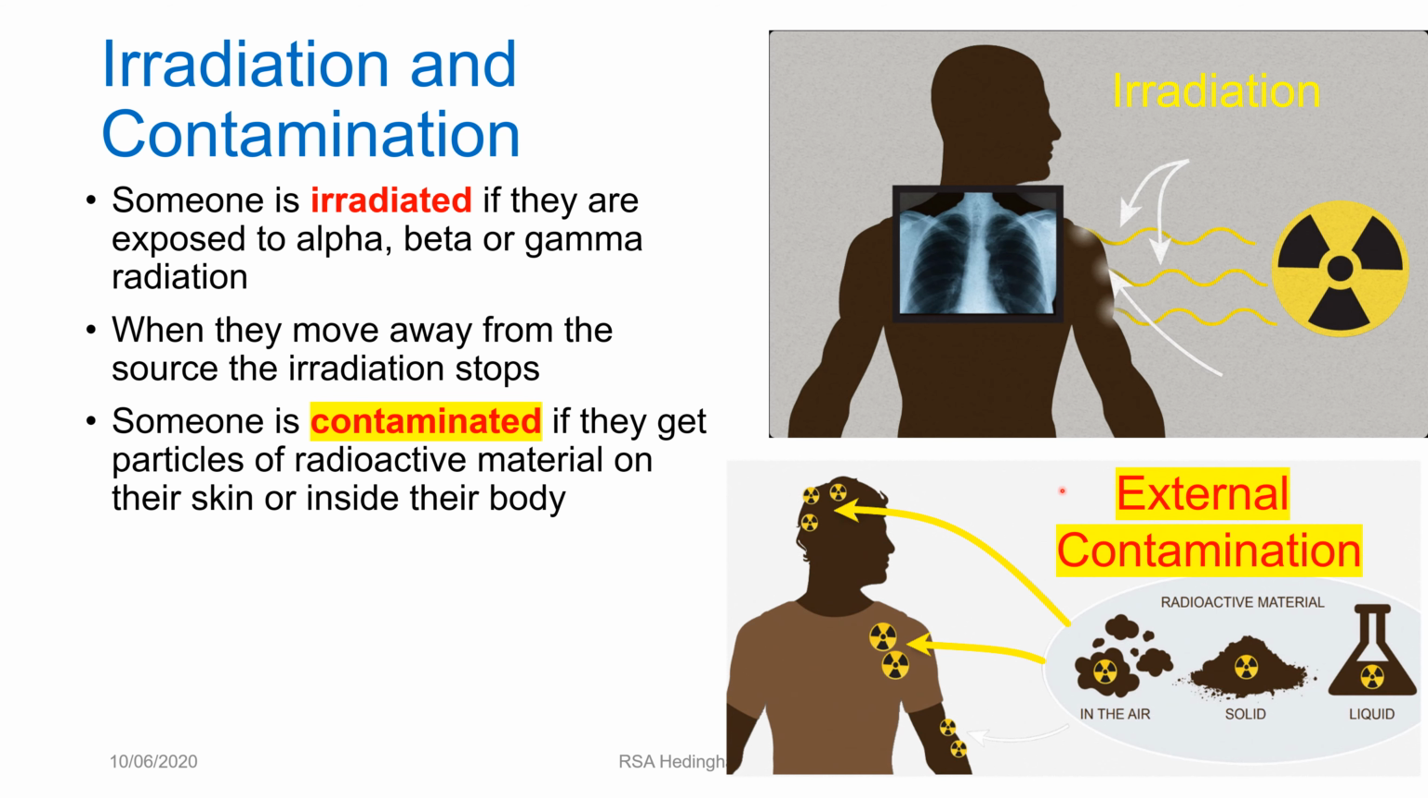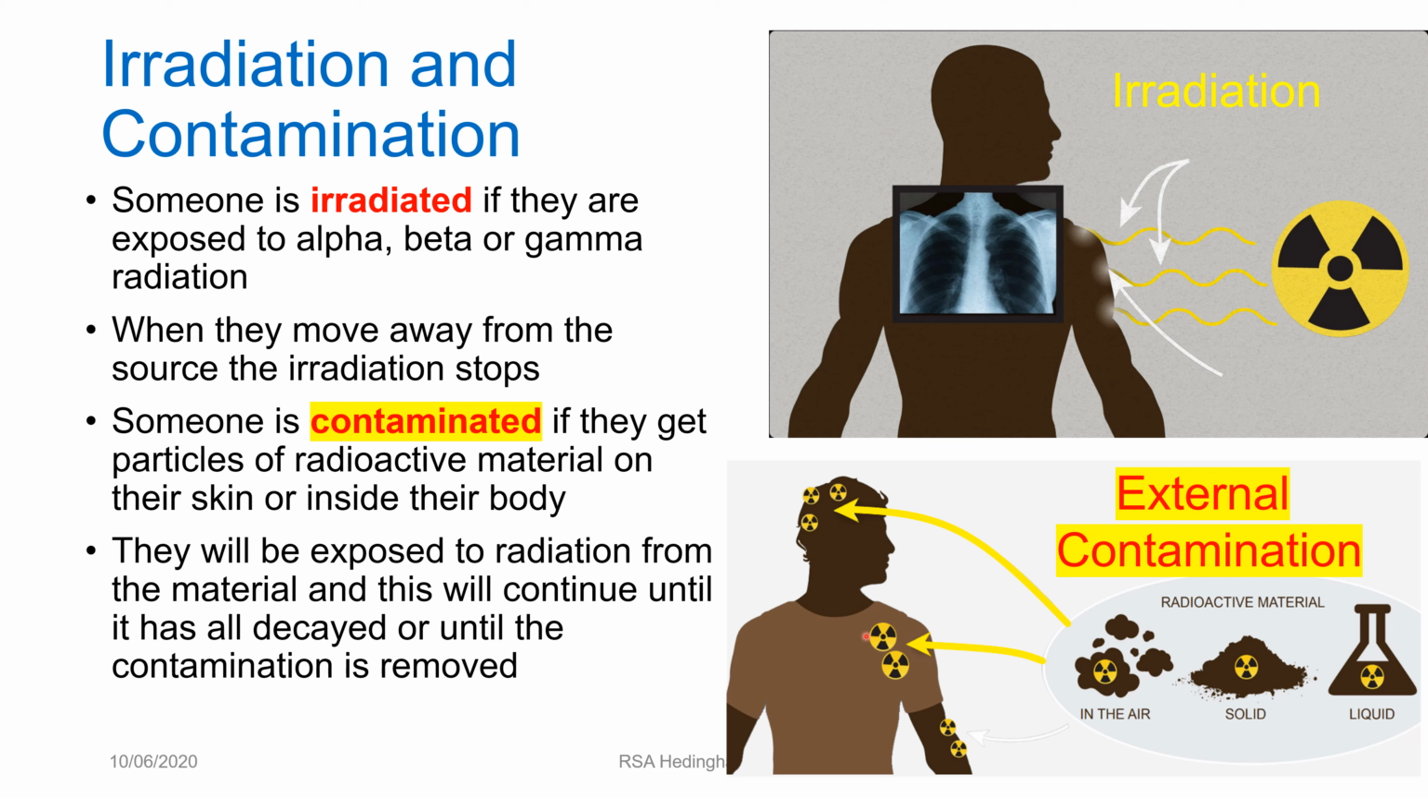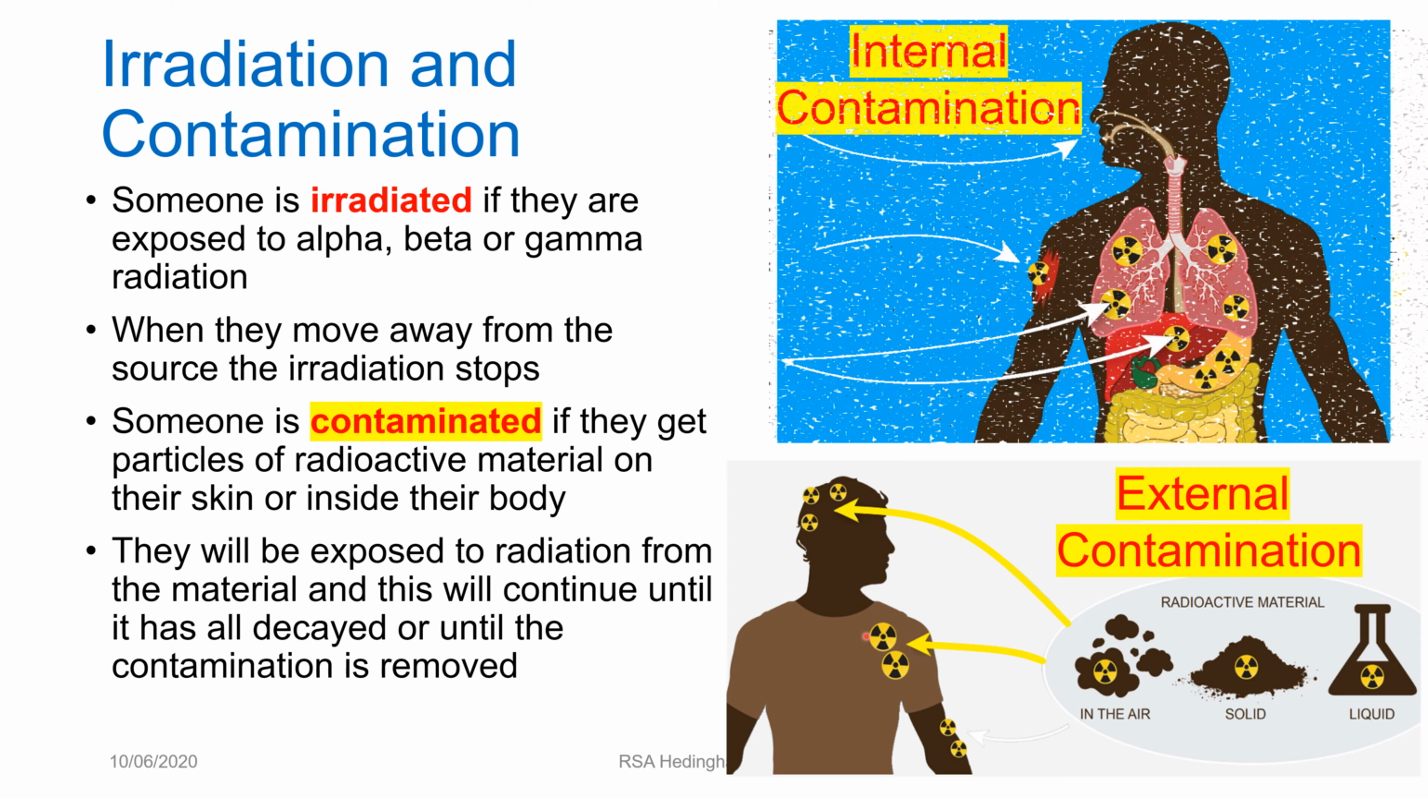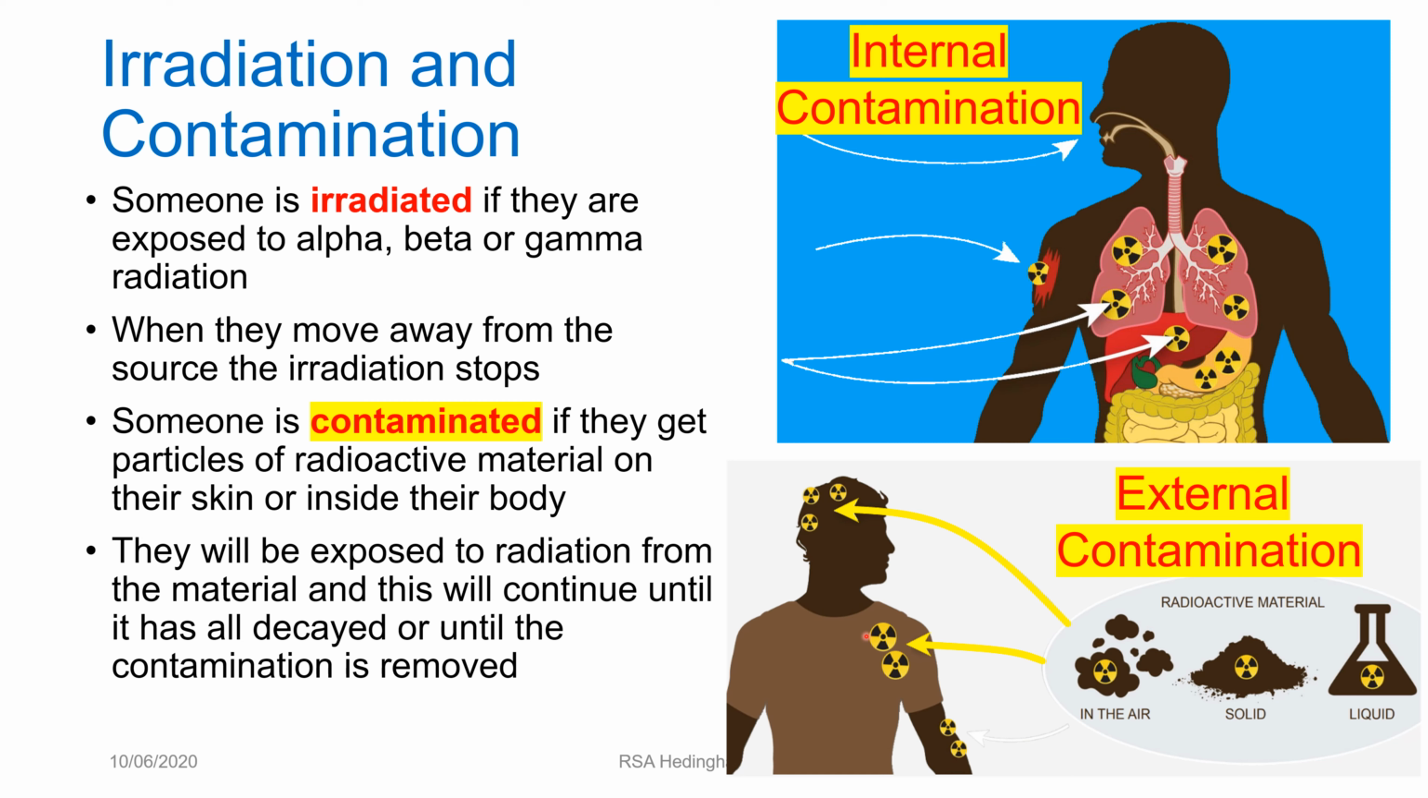Someone is contaminated if they get particles of radioactive material onto their skin or inside their body. They will be exposed to radiation from this material, and this will continue until it has all decayed or until the contamination is removed. Contamination can get inside the body if it is breathed in or swallowed.